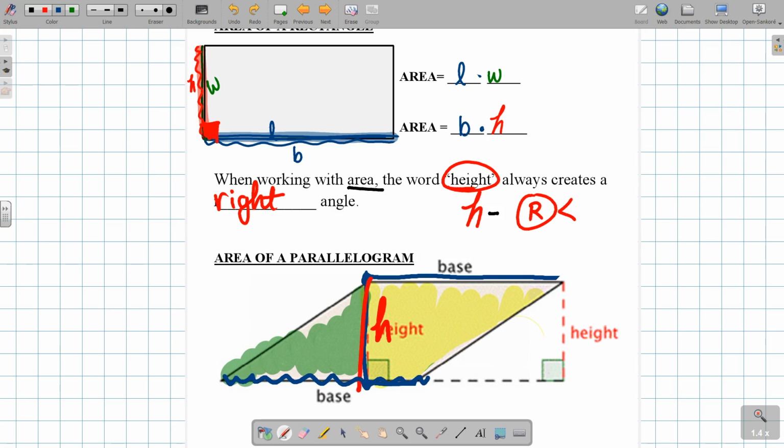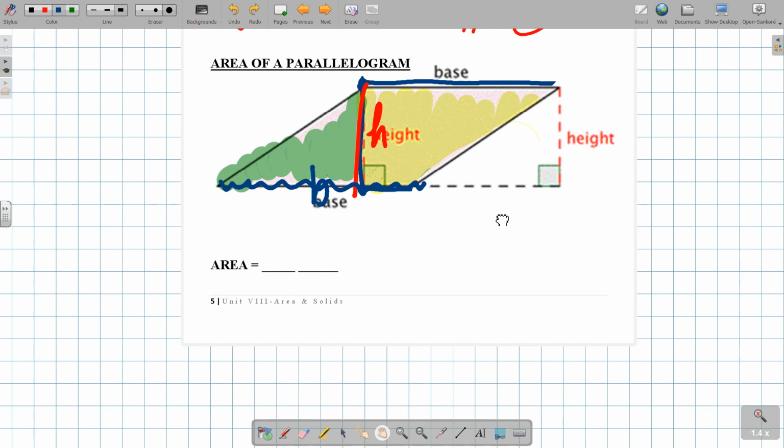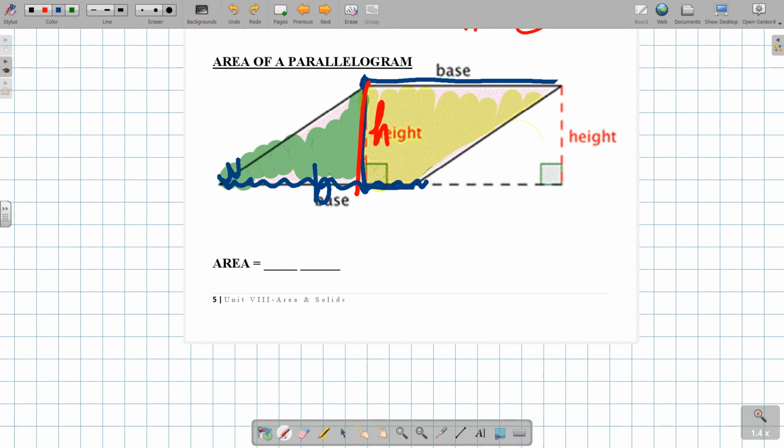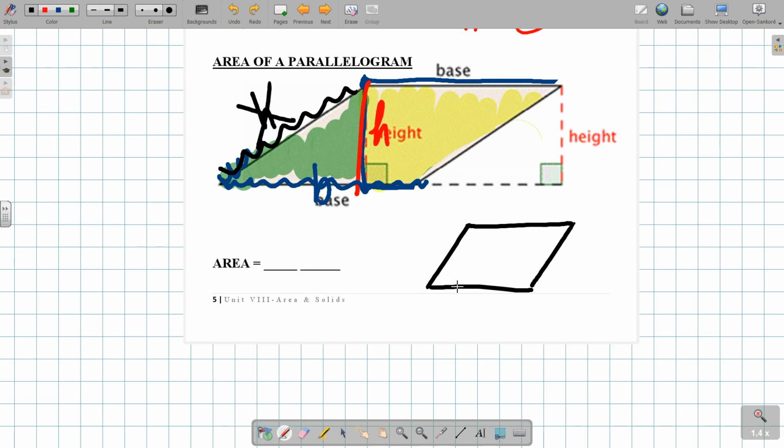What you need to understand here is that the height is at a right angle. This black squiggle, that is not the height. It doesn't create a right angle. So whenever you have a parallelogram, you're going to do base, and the height is in one of two places, either straight down on the inside, or you can even measure it from the outside. But it's base times height. Basically, it's the same thing as the rectangle.